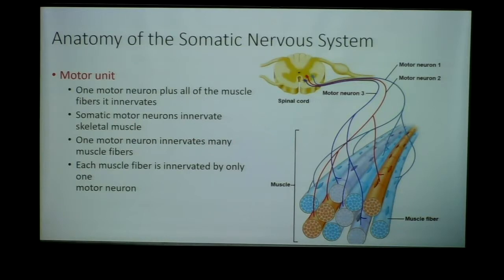Okay, this gets a bit confusing. One motor neuron innervates many fibers, but one fiber can only be innervated by one motor neuron. So let's take this fiber here, this red one. If we zone in on this fiber, it can only be innervated by one motor neuron. It cannot receive innervation from motor neuron 2 or 3. It can only be innervated by one motor neuron.